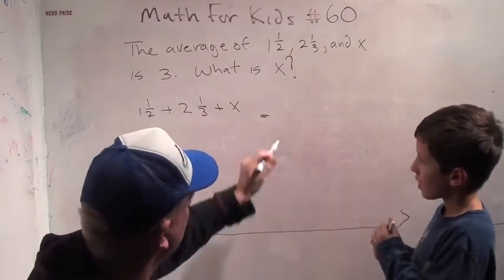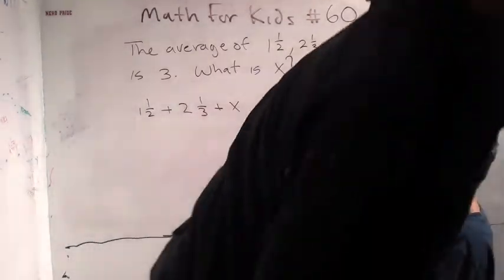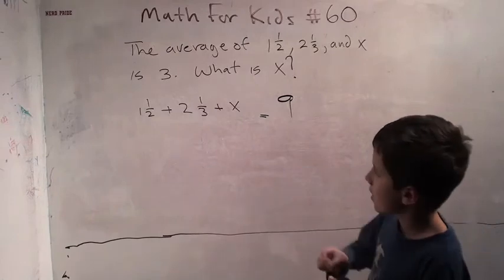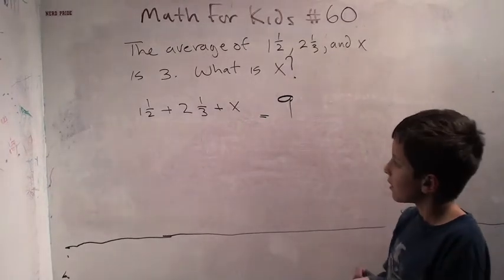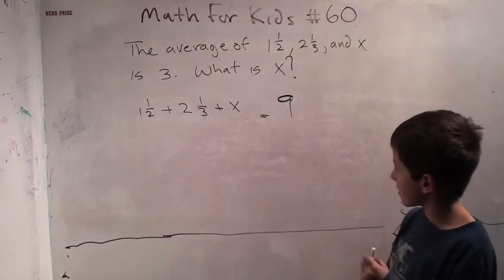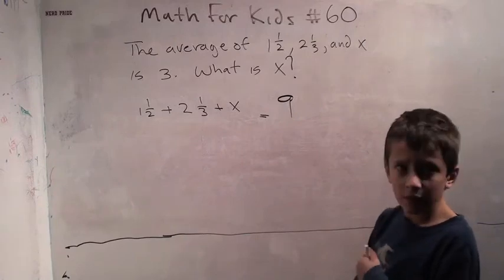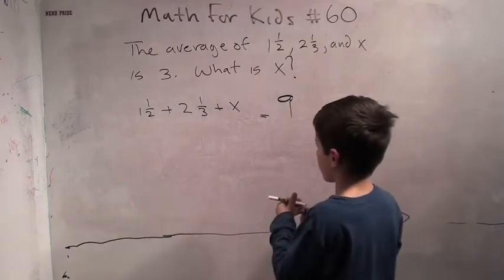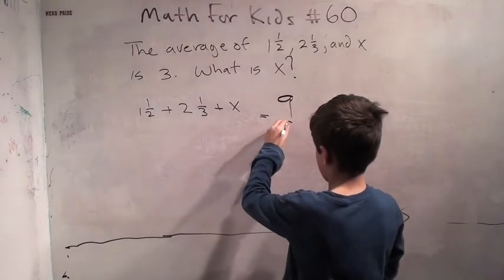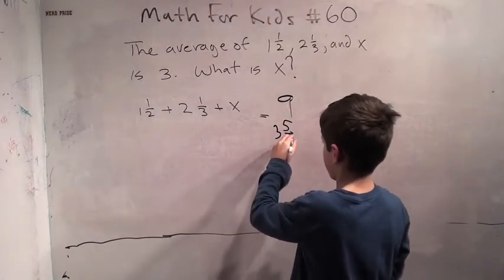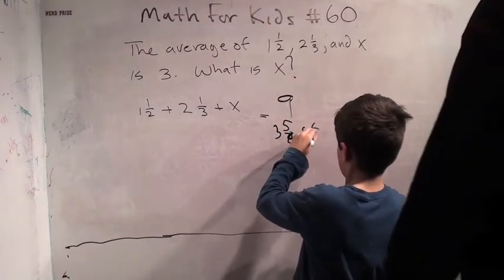actually equals 9. Okay. Well, 1/2 plus 1/3. Why don't you go from there? 1/2 plus 1/3. Well, 1 plus 2 is 3. Plus 1/2 plus 1/3 is 5/6. Okay. You want to write something down? Yeah. We have 3 and 5/6. 3 and 5/6 so far.